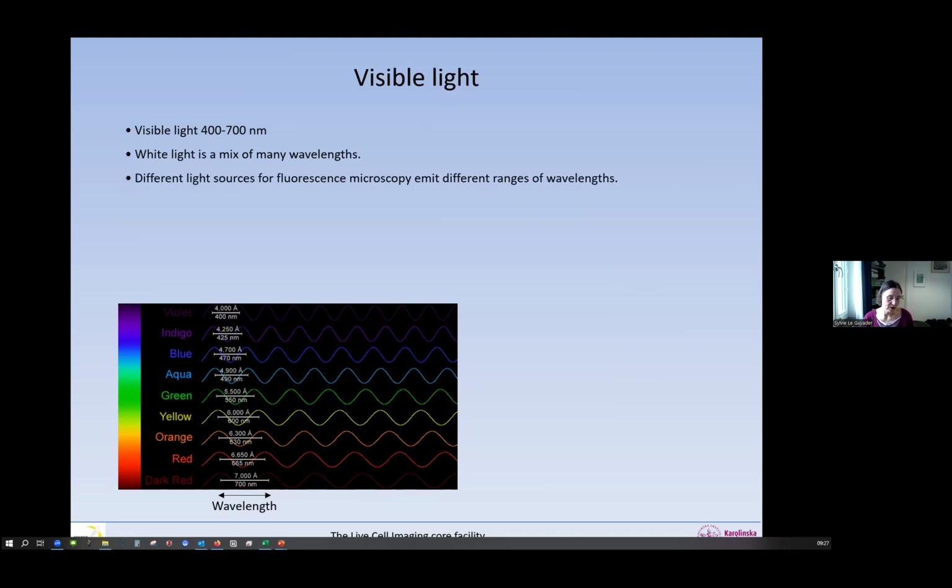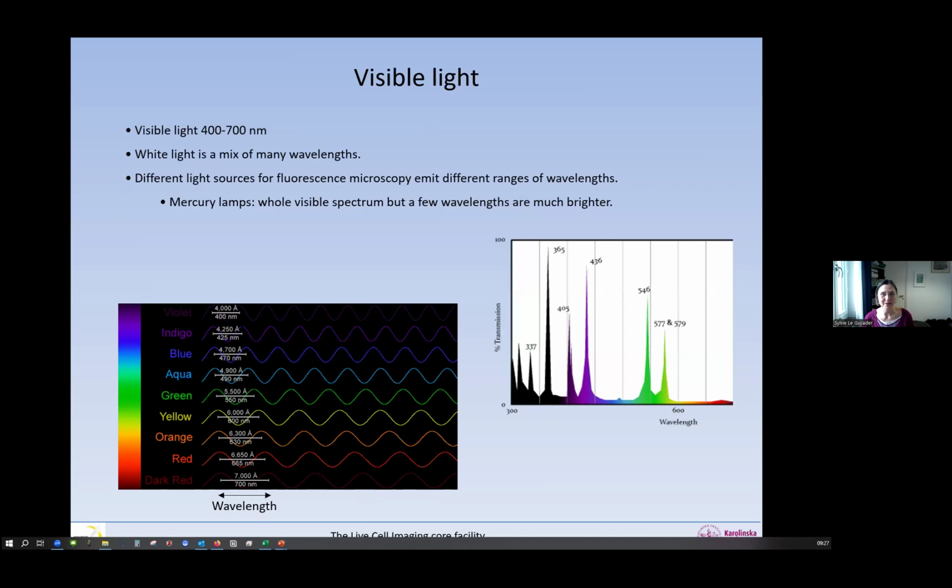The different light sources that we use in microscopy emit different ranges of wavelengths. So the different light sources are not equivalent at all. They're actually very different from one to another. For example, a mercury lamp is going to emit light throughout the whole visible spectrum and even quite far in the UV. But a few wavelengths are much, much, much brighter than others. So this is the type of profile that you get with a mercury lamp.